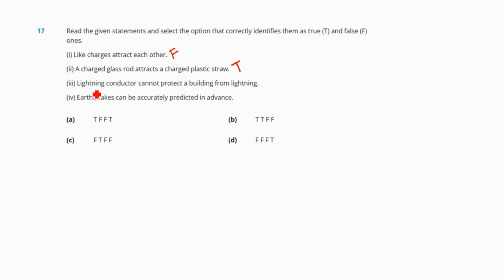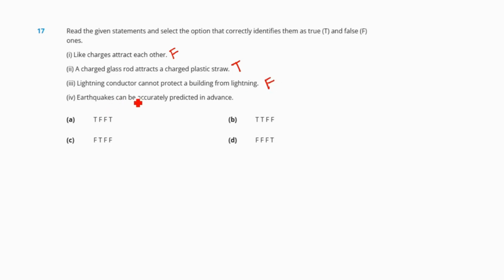Next, the third option says lightning conductor cannot protect a building from lightning. This is false. Why? Lightning conductors are used at the top of the building. We have all seen that the top of the building has a lightning conductor that collects the electric charge and passes it to the ground. Thus, it saves the building. So this is a false statement. I'll just write F here.